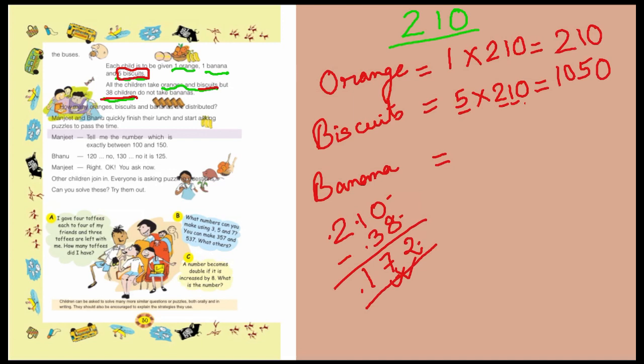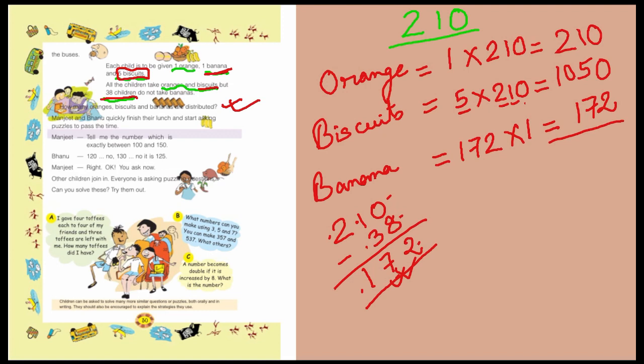So what we will do? We will multiply 172 into 1. Because 1 banana was given. So 1 into 172 or 172 into 1, same thing. The answer will be 172. So this is your answer for this question. How many oranges, biscuits and bananas were distributed?